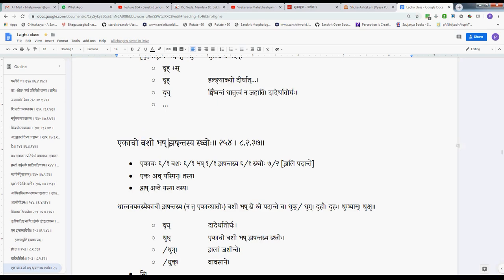When it is a jhashanta anga, of what? See, ekacho jhashantasya dhatvavayavasya. It is a jhashanta ekach belonging to a dhatu. The dhatu need not be ekach; the segment which has a single ach is called an ekach, and that segment is part of a dhatu.